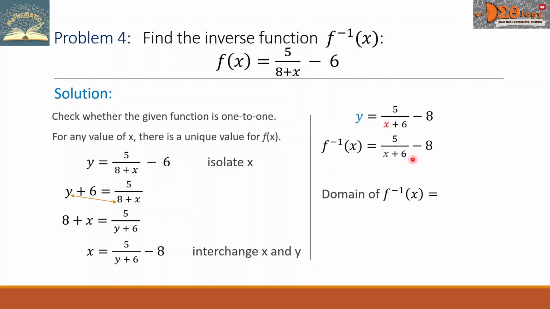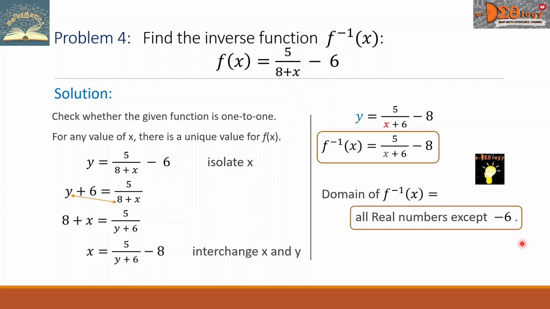For the domain of this inverse function, we can see that there is a fraction and the denominator cannot be 0. This denominator will be 0 if x is negative 6. So for the domain, we write all real numbers except when x is negative 6.